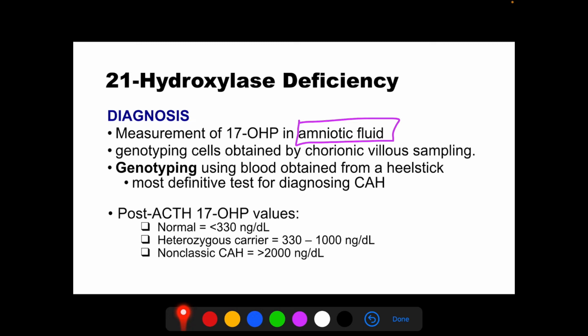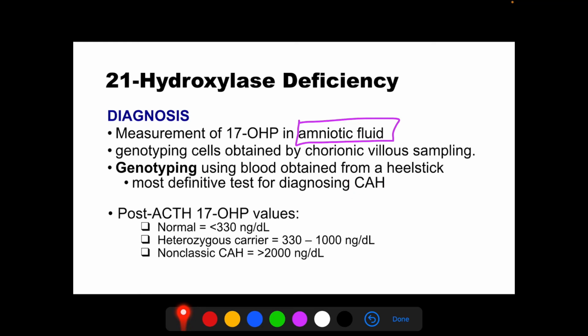So it's performed by measuring the 17-hydroxyprogesterone or by genotyping of the blood sample that has been obtained from a heel stick puncture and collected on a filter paper. So for diagnosis, it's not only the measurement of these values but also genotyping cells obtained by chorionic villus sampling, and also again using the blood from a heel stick puncture. So this one, genotyping using this specimen, is the most definitive test for diagnosing CAH.